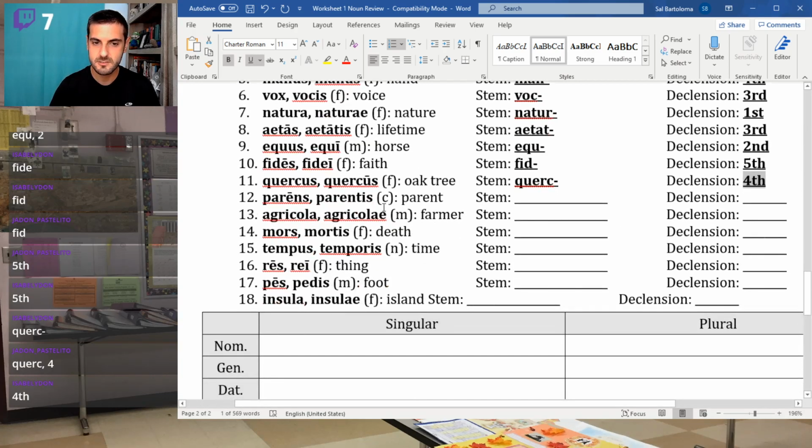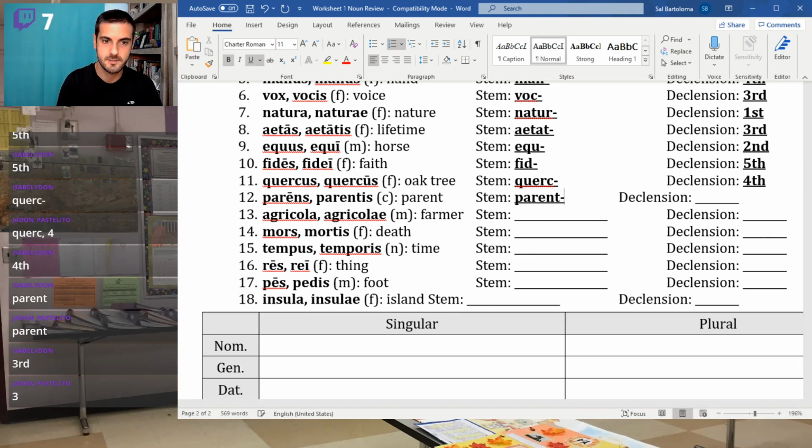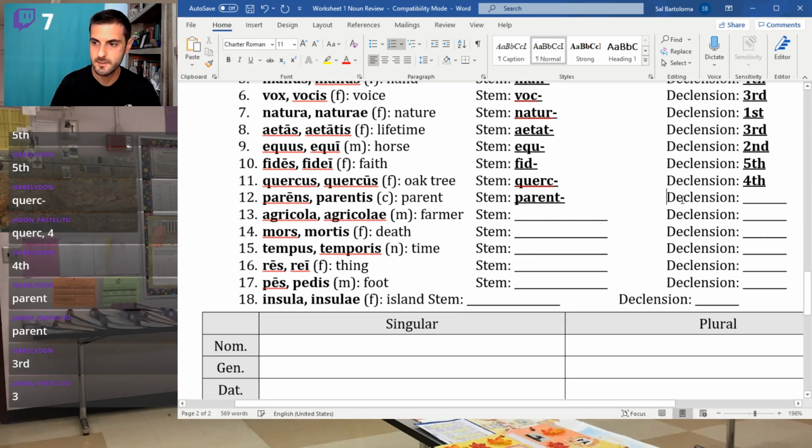Parens, parentis. With this little c here, c means common in gender, which means it's a word that can be masculine or can be feminine, and both forms are the same. Yeah, imagine that. The stem of that word is parent, and it is third declension, right? You do enough of these guys, and hopefully it just starts to kind of become automatic. Oh, everybody's favorite word, agricola, agricolae.